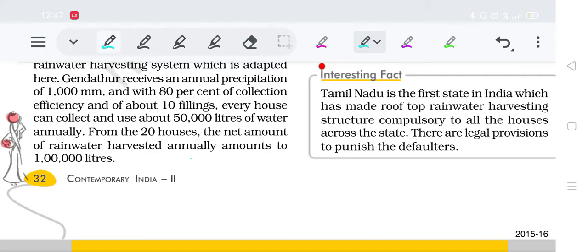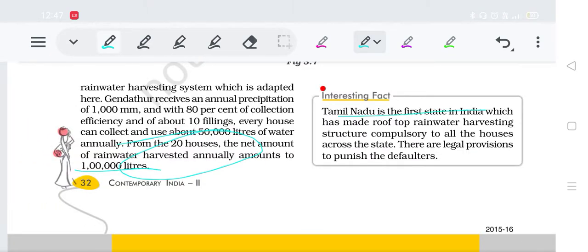Then rainwater harvesting, which is adapted. Gandhinagar receives an annual precipitation of 1000 millimeters, and with 80% collection efficiency, every house can collect about 50,000 liters of water annually. For 20 houses, the net amount of water is 1 lakh liters annually. Tamil Nadu is the first state of India which has made rooftop rainwater harvesting compulsory for all houses. See, Tamil Nadu has made every house have a rainwater harvesting system.